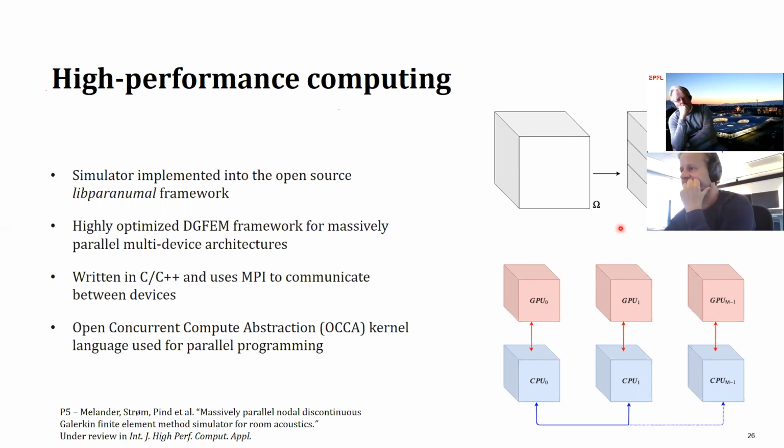This CPU core is then linked to a GPU, which has thousands of cores, and thanks to the data locality of DGFEM, we can simulate each element in this subdomain in parallel on the GPU. And the only communication that needs to take place between CPUs is here at the subdomain interface.